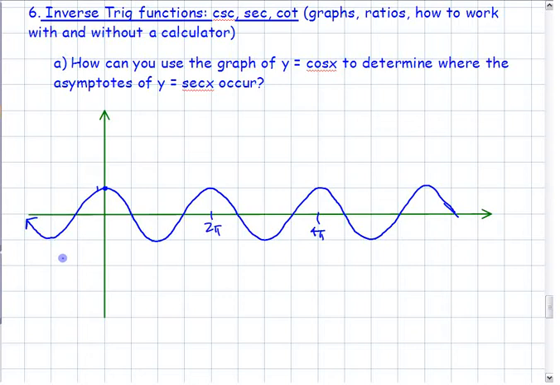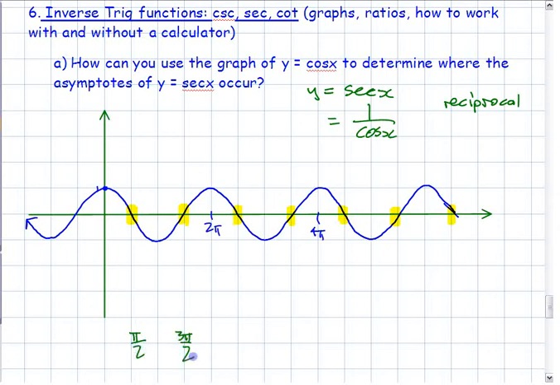So how can you use that graph to figure out where the asymptotes of secant occur? They are going to occur at the zeros of cosine. Secant of x, if you were putting it in your calculator to graph, you'd have to put it in as 1 over cosine of x. It's the reciprocal of cosine. Drawing the reciprocal graph, first thing you would think about is where the zeros are. Where those zeros are, that's where the asymptotes are going to occur. So if all you care about is where the asymptotes are, just think where the zeros of cosine are: pi over 2, 3 pi over 2, 5 pi over 2, the odd multiples of pi over 2.